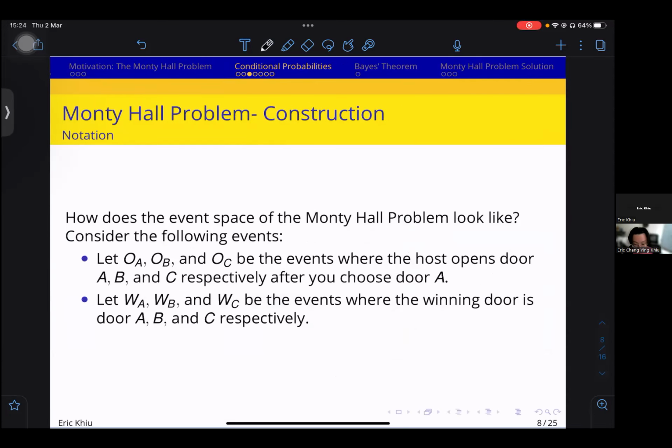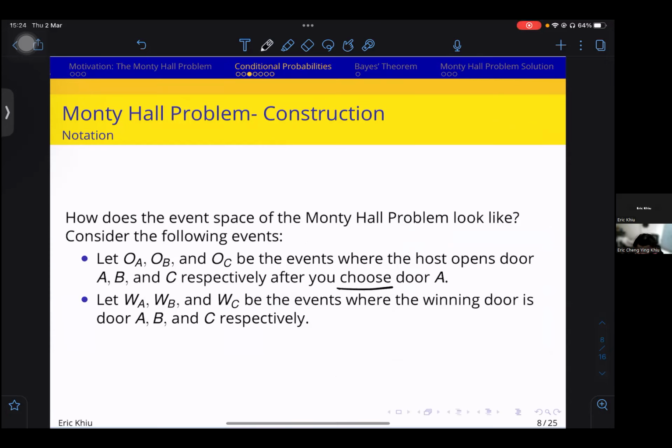Okay, now, how does the event space of the Monty Hall problem look like? So let's introduce some notation. We let OA, OB, and OC be the event where the host opened door A, B, and C respectively after you choose door A.